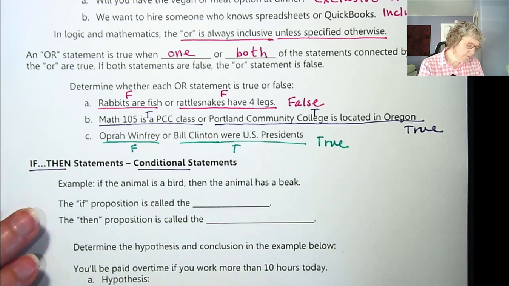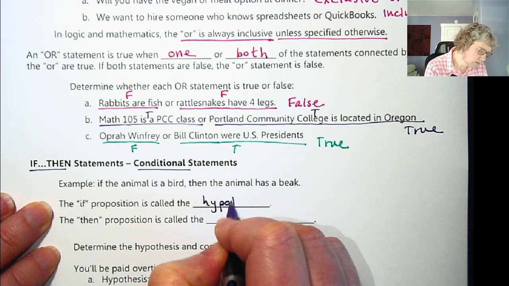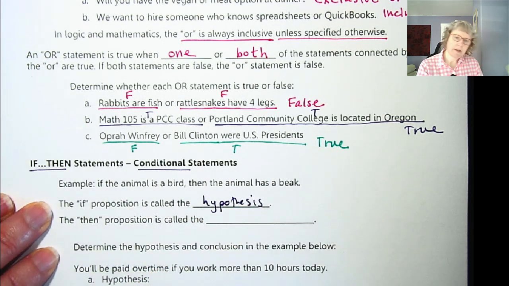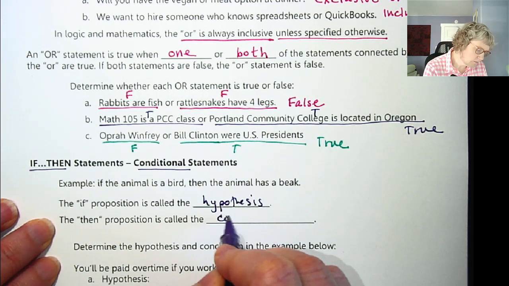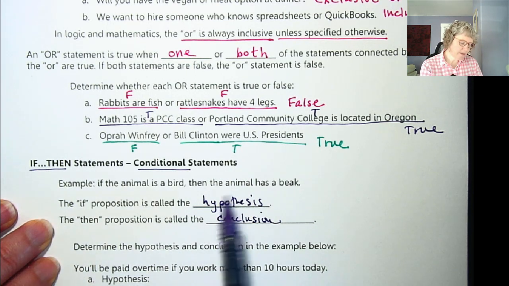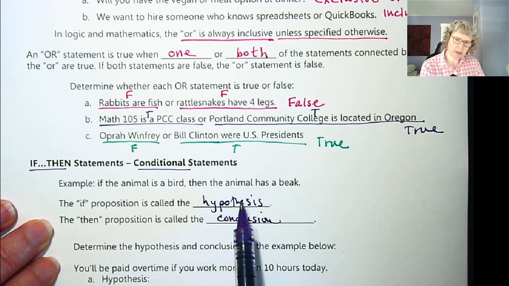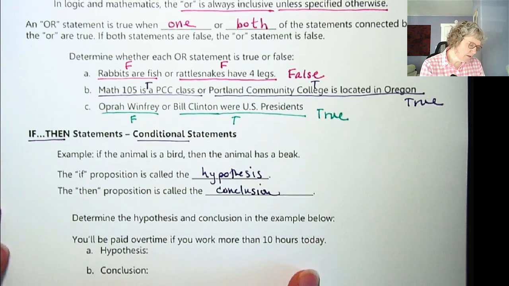Okay, the if part is called the hypothesis. And the then part is called the conclusion. Okay, hypothesis, because that's what may or may not be true, but if we're saying that's happening, then the conclusion is going to happen. Okay, so let's practice that.